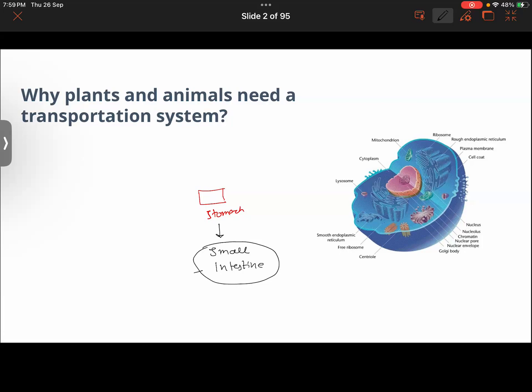So from the small intestine, the completely digested food goes to the different cells of the body, right? But how did this food go to the different cells in the body? The food from the small intestine, how did it go? So there has to be a transport system for this, no? Getting it, guys? So the cells are getting food, basically the nutrient.